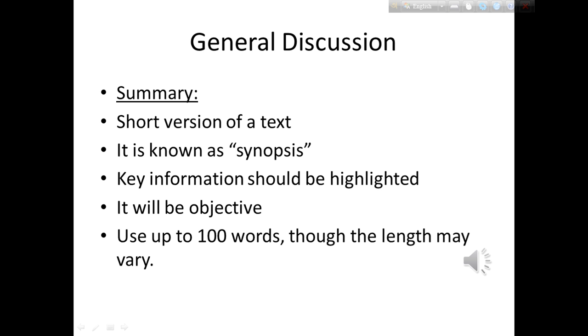So while writing summaries, only the key information should be highlighted, and citing examples, quotations, information in brackets, repetitions, figures of speech and statistics should be omitted. The information should be presented in the writer's own words, and the length of the summary depends on the extent of the original passage. In an examination, the length of the summary varies, but it is usually up to 100 words. The summary will be objective. The writer should avoid giving his personal opinions in summary.